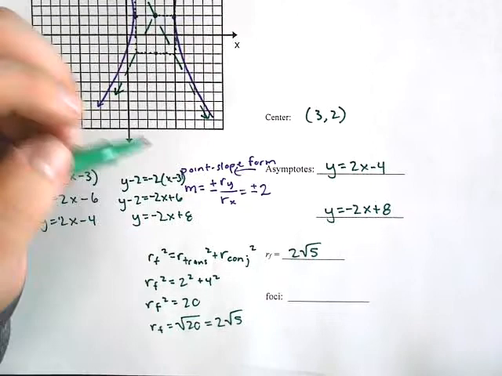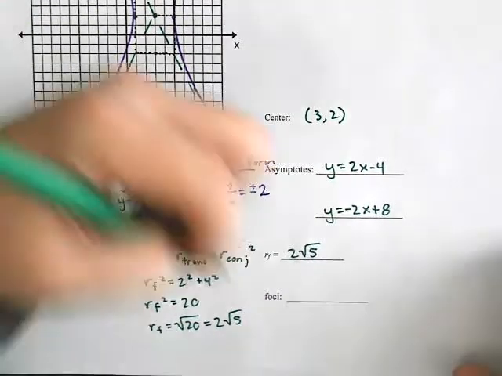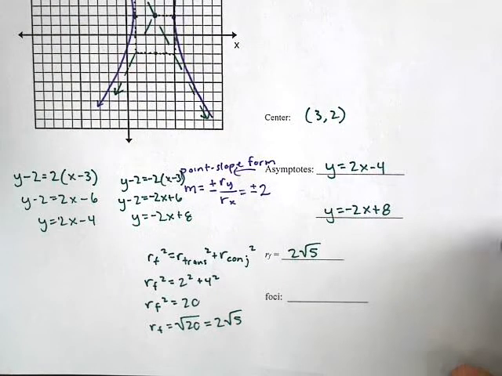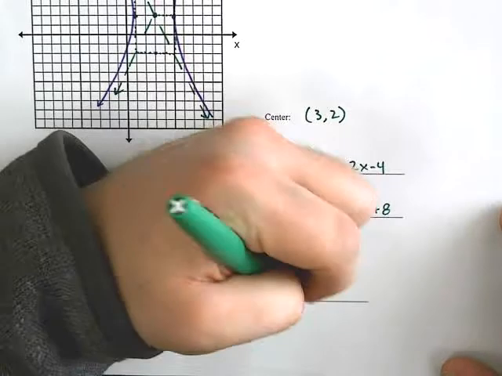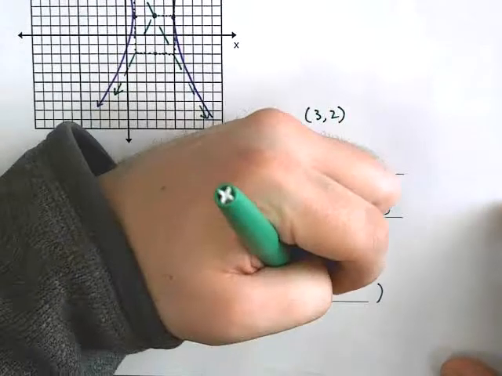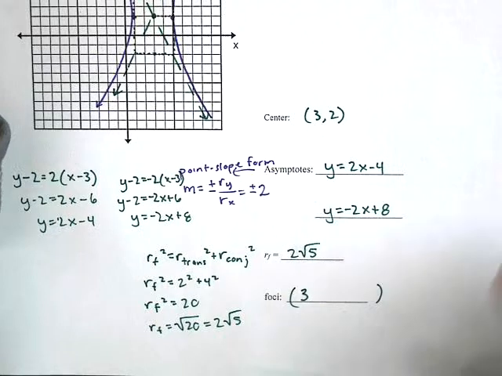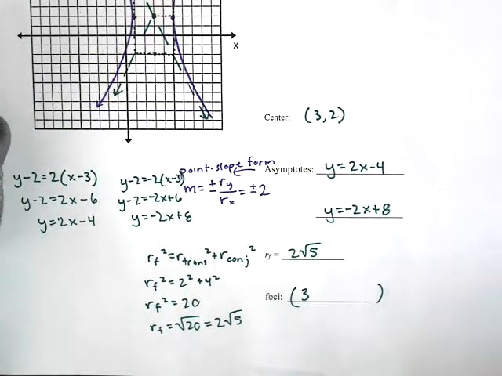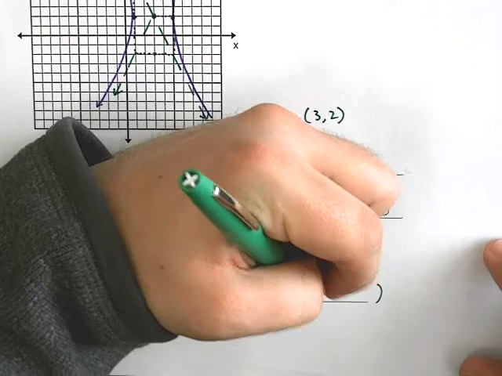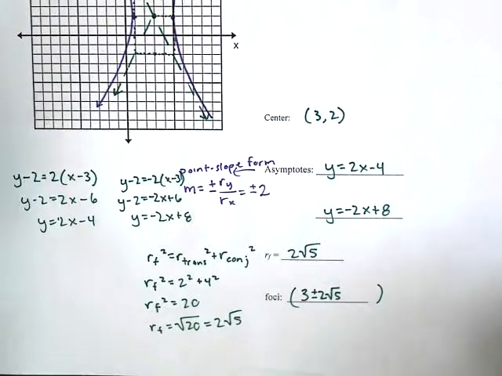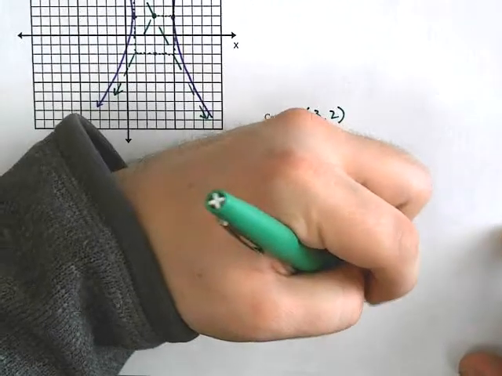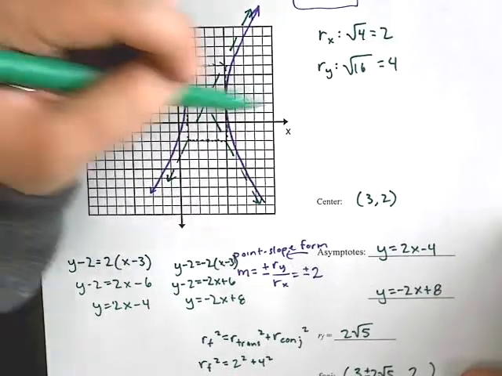I know that I have foci that need to go left and right of the center. So if my center was at 3, 2, well, the foci are going to be, again, to the left and right. So that's going to affect the x value. So I'm going to add or subtract 2 root 5 to the x. And of course, the y value of the foci are going to have to be the exact same as the y value of the center, because they're not going up or down at all. Right? They're just going left or right.